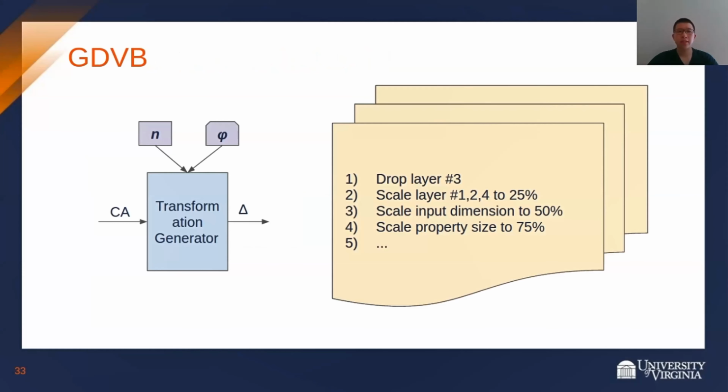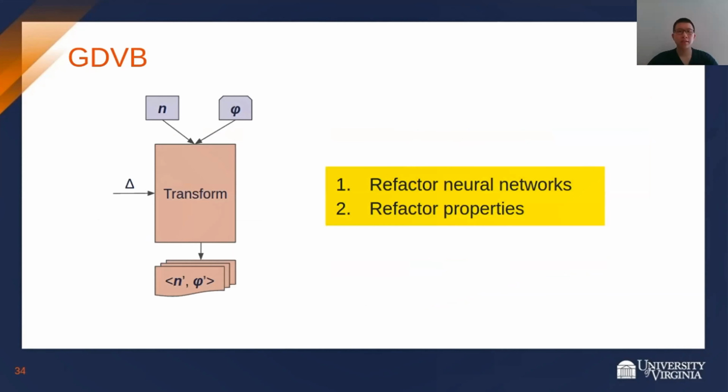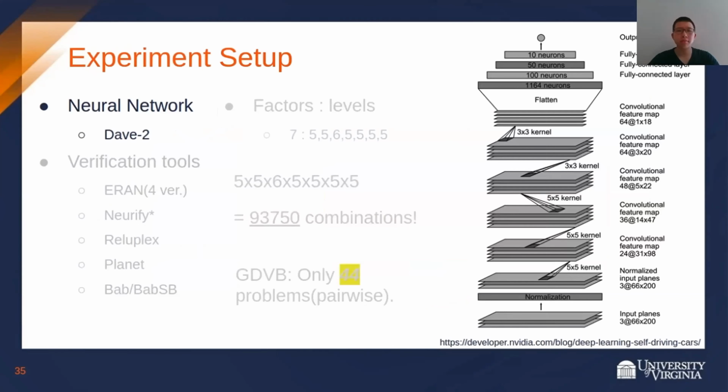The second module then uses the seed verification problem and converts a covering array into a set of verification problem transformations, such as drop layer number 3, scale property size to 75% of the seed problem, and so on. Lastly, we use these transformations and refactor the neural network and property into a set of instances in the benchmark.